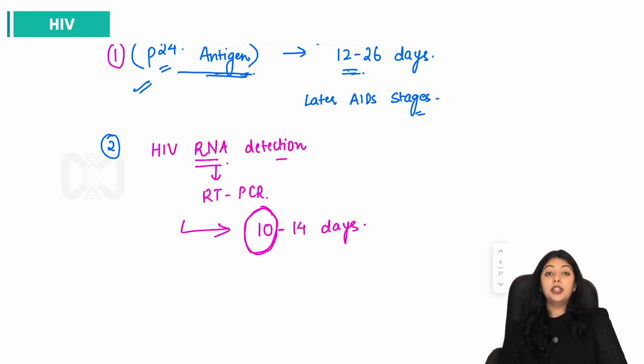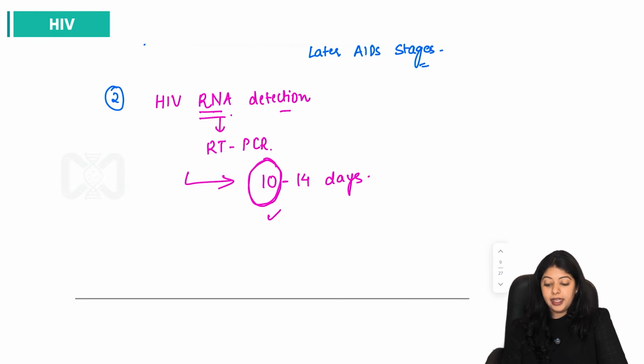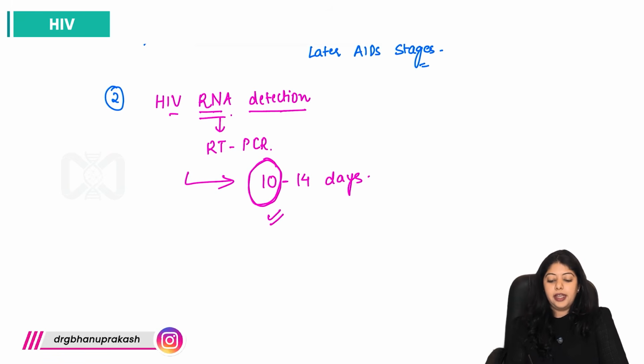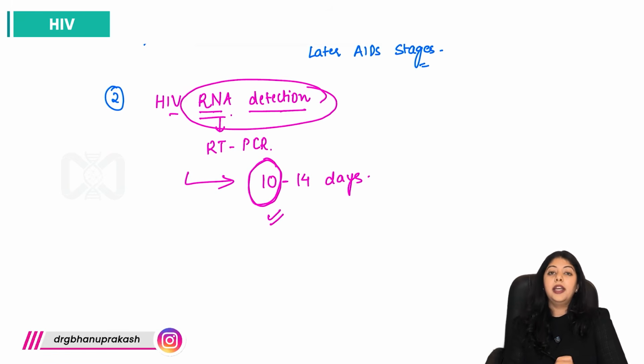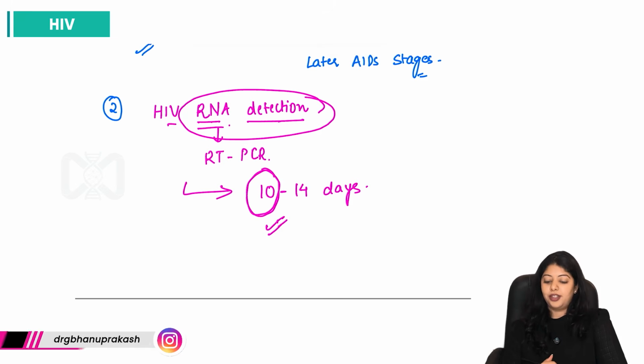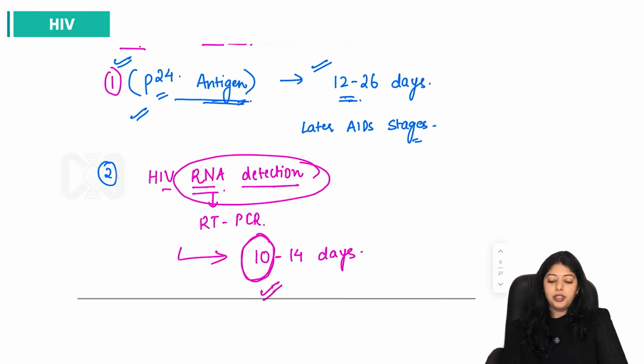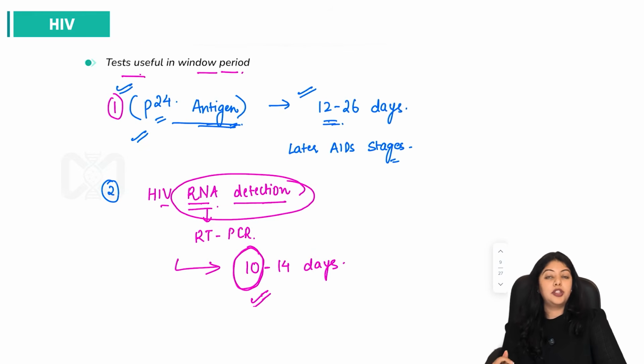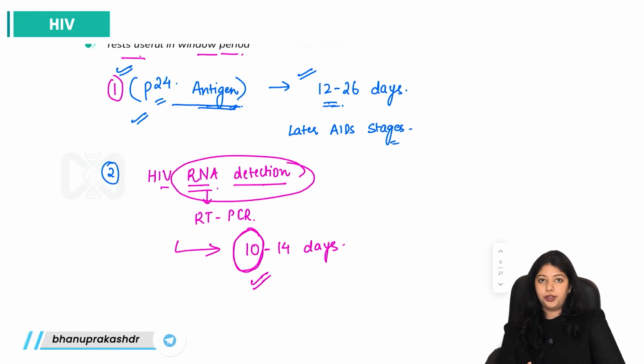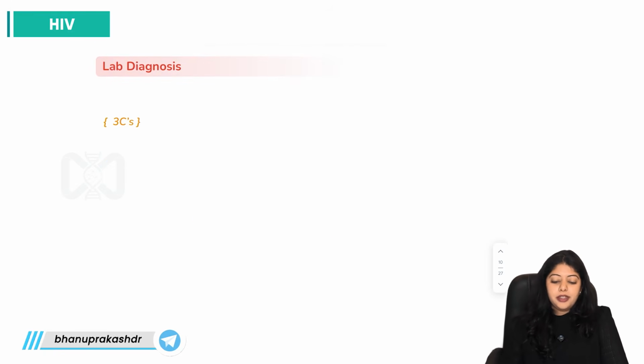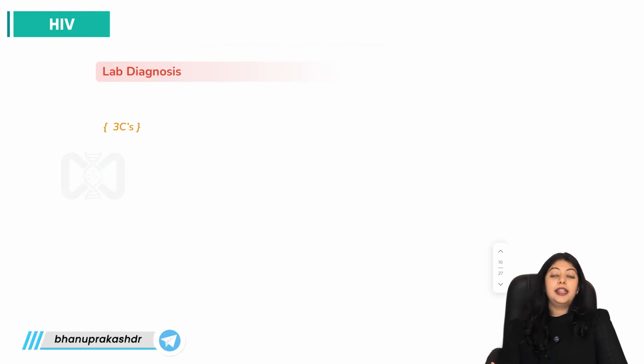So this is the lower limit. So within 10 days with this particular test, HIV RNA detection test, we can get a reactive result if the patient is infected. So these are the two important tests which can be done and which are useful during window period. Now let us move on to the lab diagnosis of HIV.